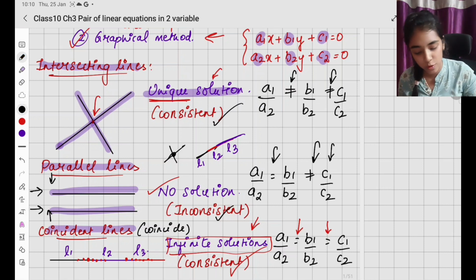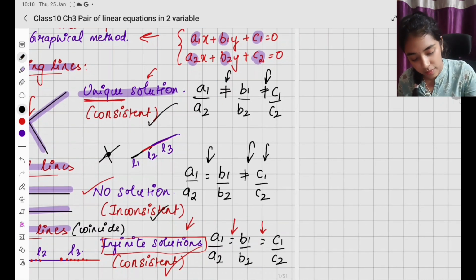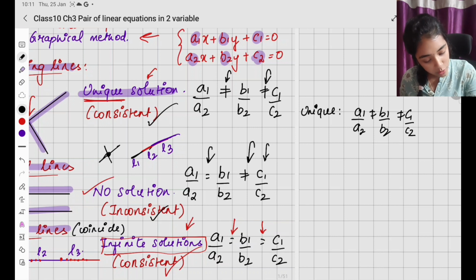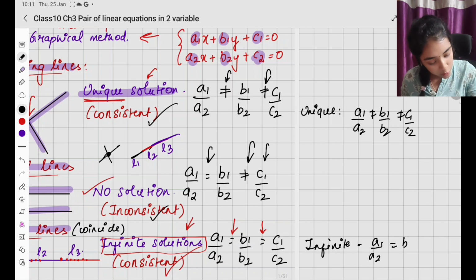So ipa idha eppadi nyabochukku porom? I'll write it here. So for unique solution, nothing is equal. a1 by a2 not equal to b1 by b2 not equal to c1 by c2. Ipa infinite solution ke eppadi irukku podu, rendu be consistent. Infinite solution ke everything is equal. a1 by a2 equals b1 by b2 equals c1 by c2.